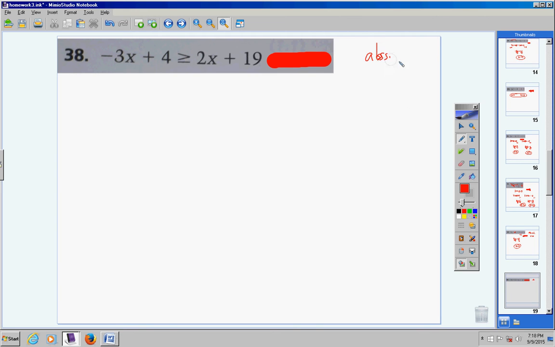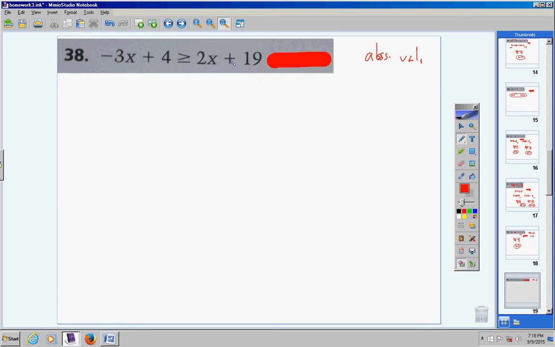So nothing tricky about the problem there. And there's only one inequality symbol, so we have a good old-fashioned inequality. Step 1, simplify both sides. You cannot simplify this side, unlike terms. You cannot simplify this side, unlike terms. Step 2, eliminate fractions. There are no fractions.